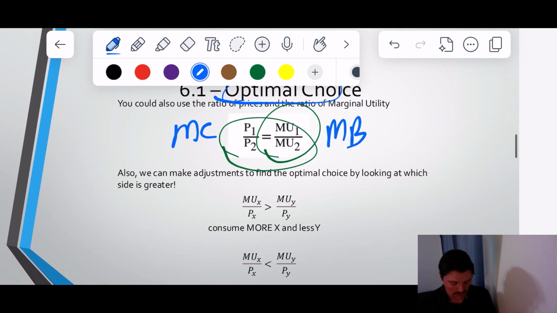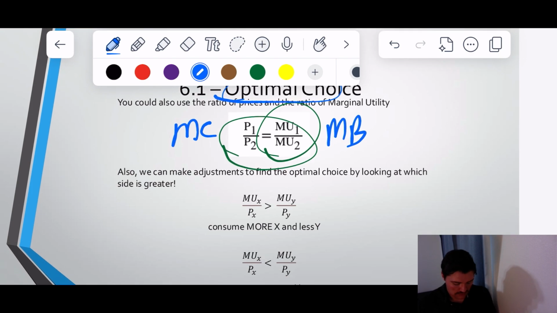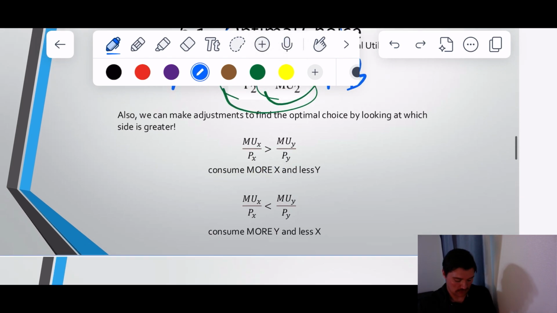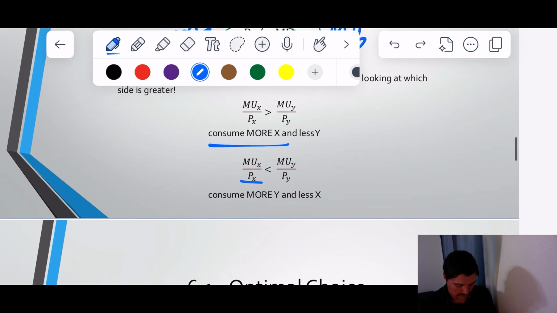You can do that one, but it's easier if you look at the marginal utility divided by price and try to match those up. Now, if you were to look at the different bundles and notice that one side is greater than the other, then you would consume more of that good. Think about it. The X side in this case is giving you more happiness per dollar. So it just makes sense to buy more of that good. It's making you happier than the Y side.